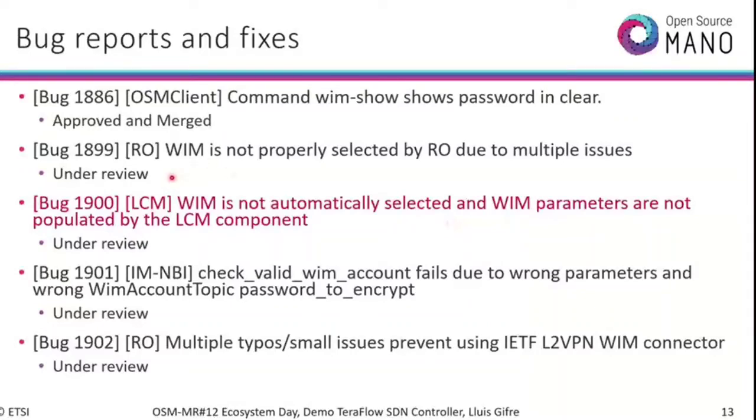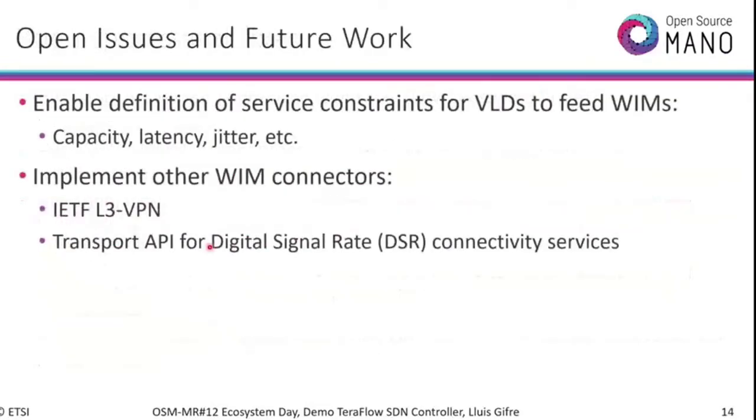The majority of them are under review. All of them are already on GitLab, but the last 4 ones are under review right now. And we have some open issues that we would like to address as future work. It's mainly the implementation of service constraints for the VLDs. In this case, for instance, things like capacity, latency, jitter, and so on, because it's important for 5G and beyond networks to be able to define these constraints.